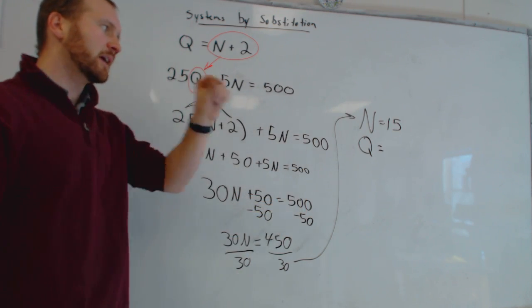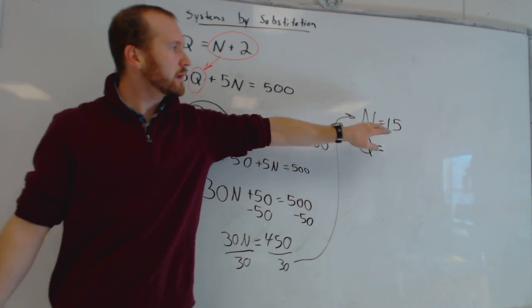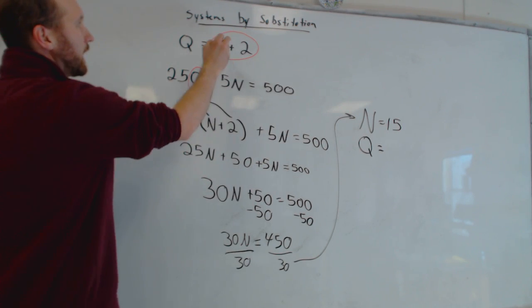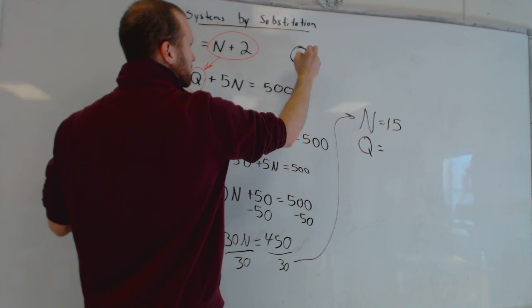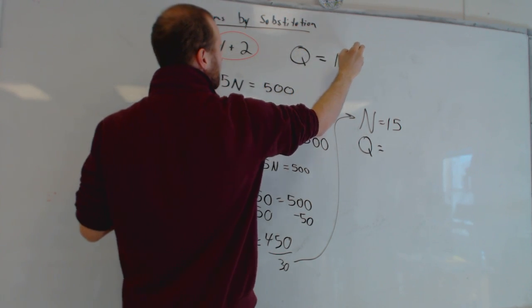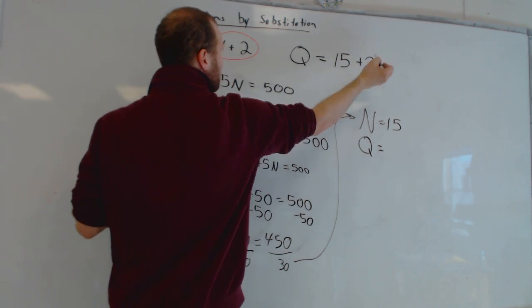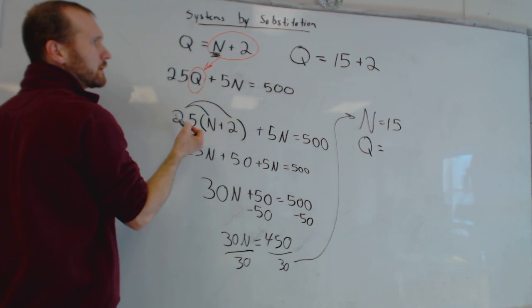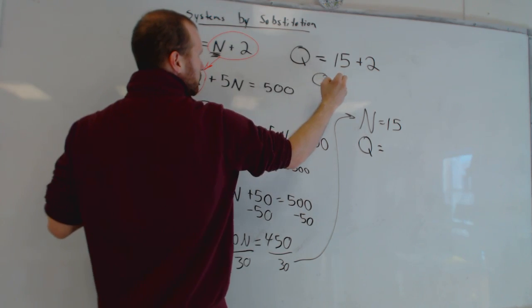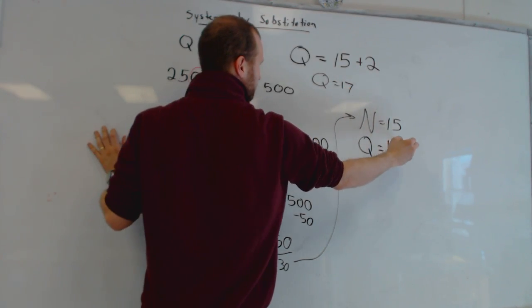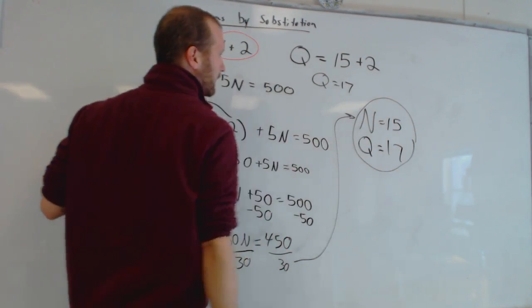So all I'm doing to find Q is taking this and plugging it back in here. So I'm kind of using substitution again. I'm saying Q equals 15 plus 2, because I found n. So then Q is 17. And that is my answer.